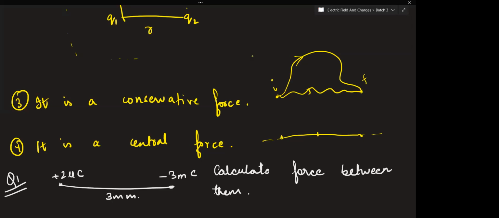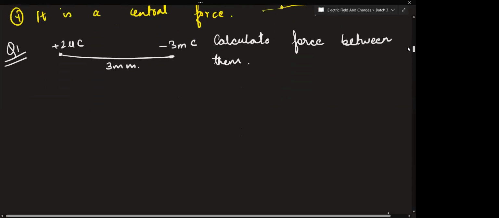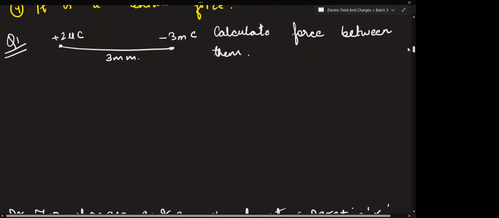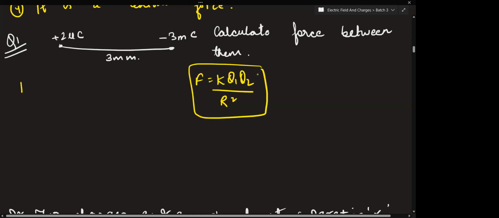Okay, then let's discuss it. Have you converted into SI units? Because millicoulombs and millimeter are not SI units. Okay, see what is the value of the force? Force is equal to K Q1 Q2 divided by R square. This is the formula to calculate the force. What is K over here?